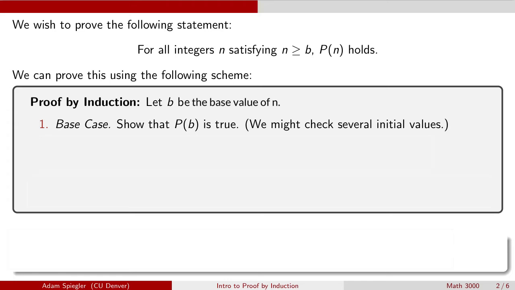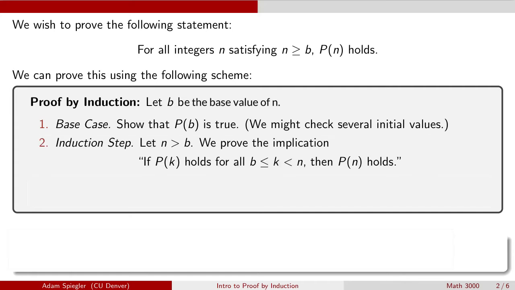In other words, what is the smallest value of n that we need to consider? And on the previous slide, we checked n equals 0, n equals 1, n equals 2, but the smallest derivative that we could possibly take would be the 0th derivative. So for us, our base case would be n equals 0 in that example. So this is equivalent to showing that the first domino falls down.